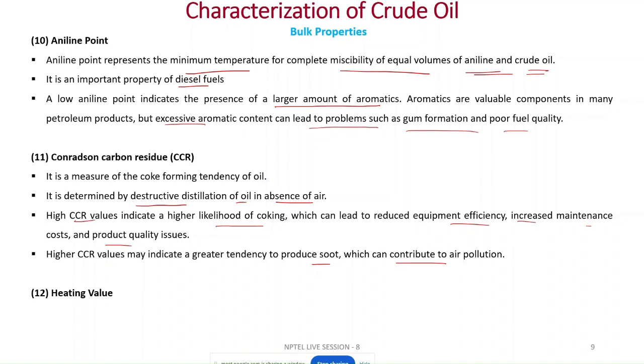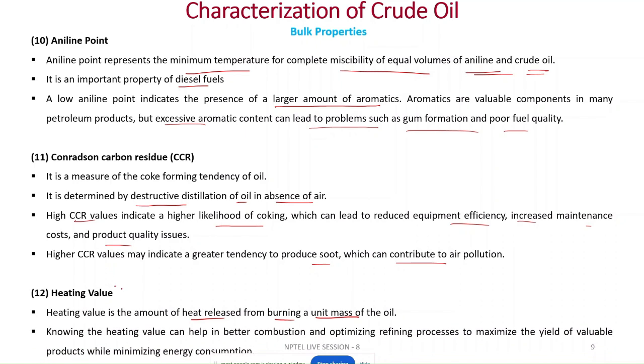Now, one of the very important factors is the heating value. The heating value is the measured heat released from burning one unit mass of oil. Knowing the heating value can help in better combustion and optimizing the refining processes to maximize the yield of valuable products while minimizing energy consumption. So to do this optimization, we need to characterize the heating value of the crude oil.